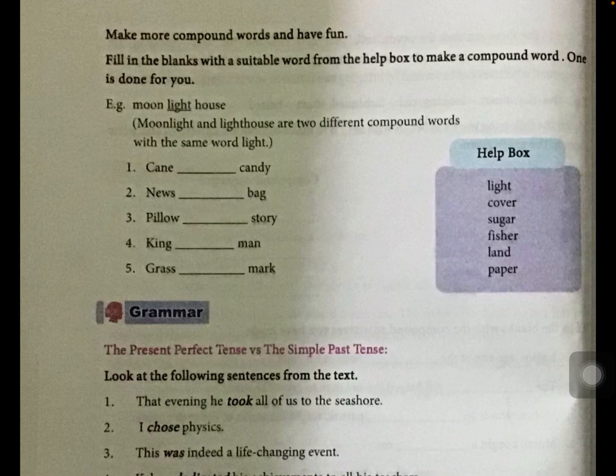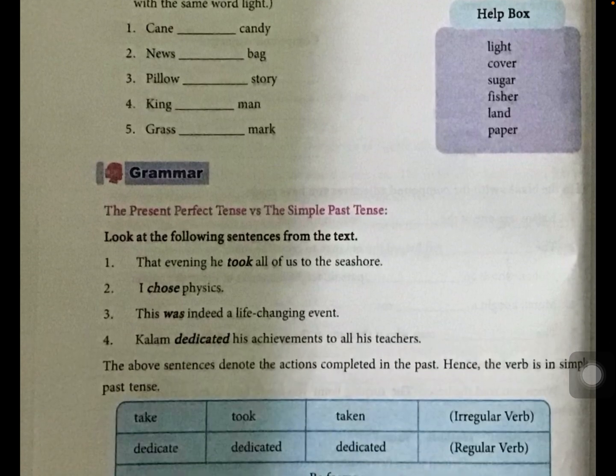Fill in the blanks with a suitable word from the help box to make a compound word. One is done for you. See here, in the same way they have given an exercise with some words and asked you to fill these blanks with the words they gave in the help box. See here, newspaper, bag, pillow cover, story. Okay, in the same way, go through and fill in the blanks, children.